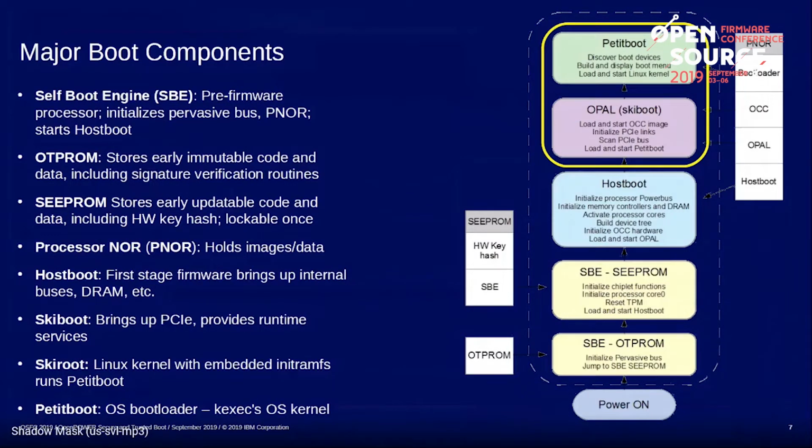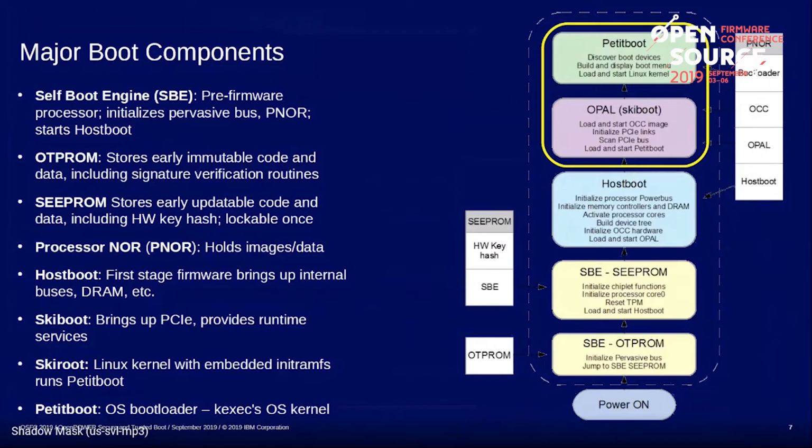What we call the PNOR, the processor NOR, is a NOR flash that holds our firmware images and our secure boot certificates. Host boot's really the early stage firmware that does basic initialization of buses and memory. It hands off control to skiboot that does more initialization, and it provides runtime services. So this, you may have heard of OPAL, the OpenPOWER abstraction layer. Skiboot's what actually provides OPAL.